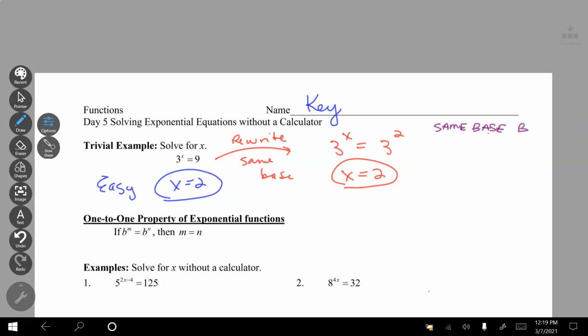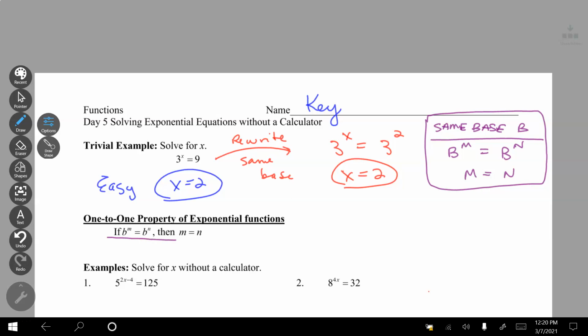Let's call it capital B, and capital B raised to the exponent m, when it's equal to capital B to the exponent n, that means the two exponents have to be equal. And that's what we're going to try to work with today. And that's what it says right here: getting things with the same base.